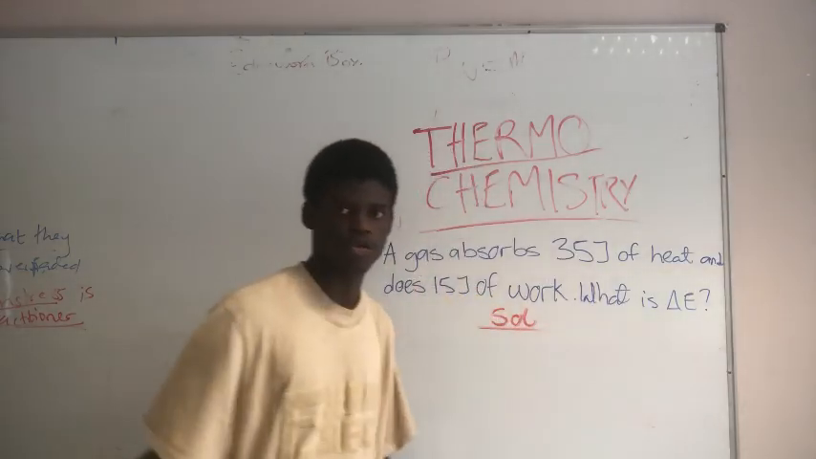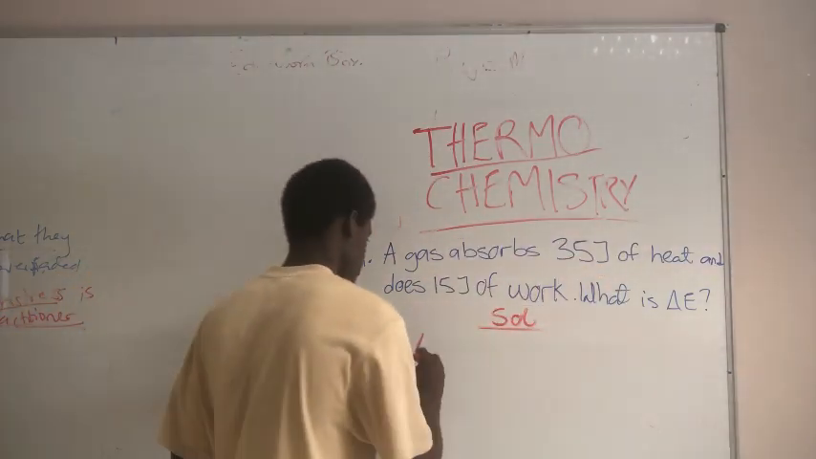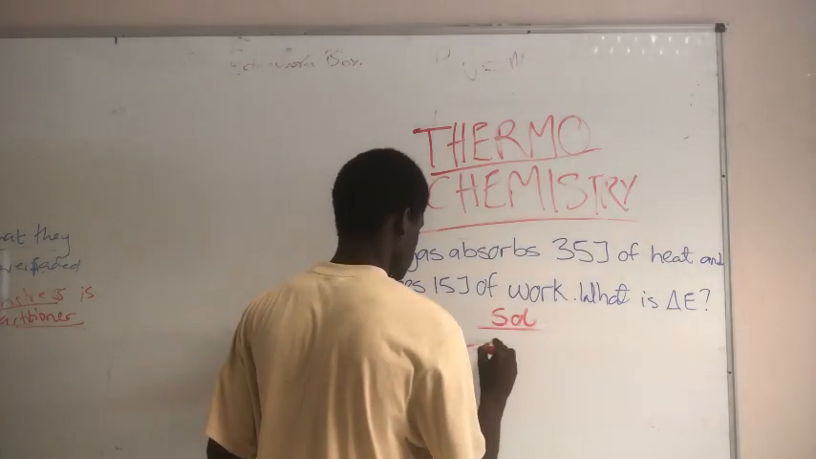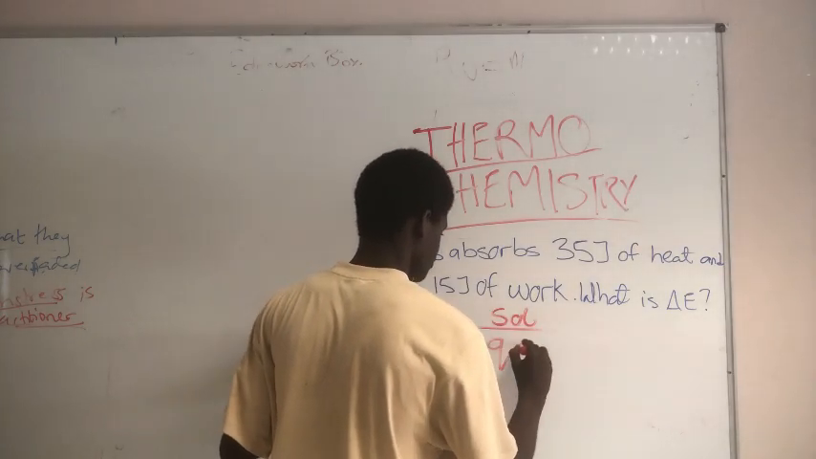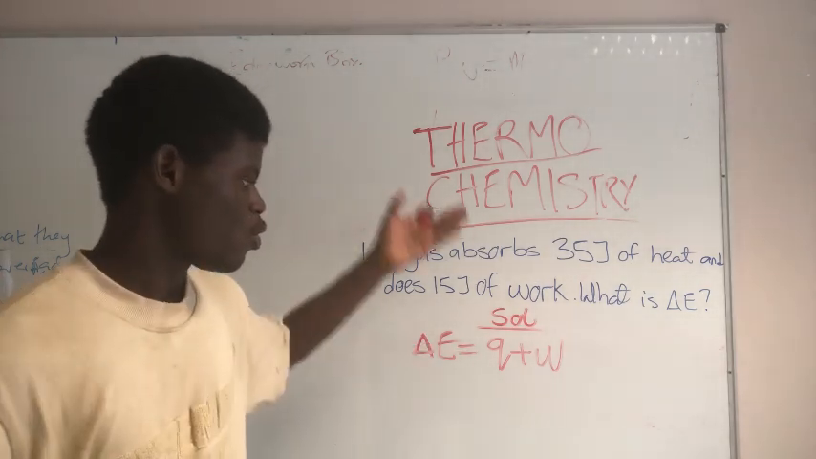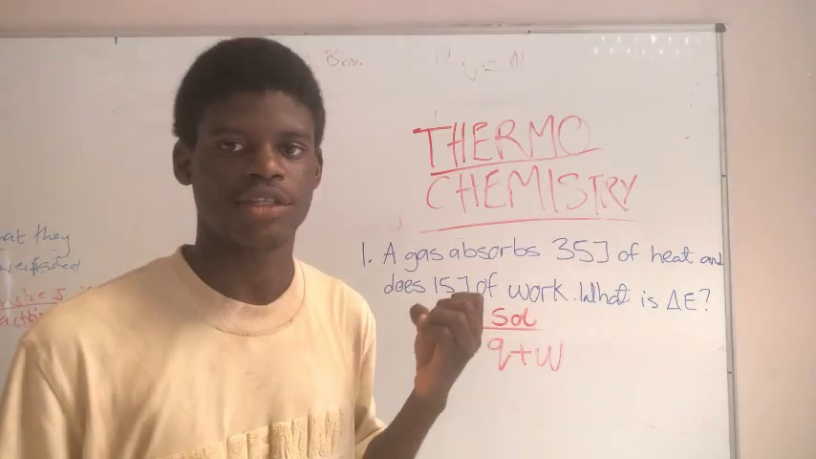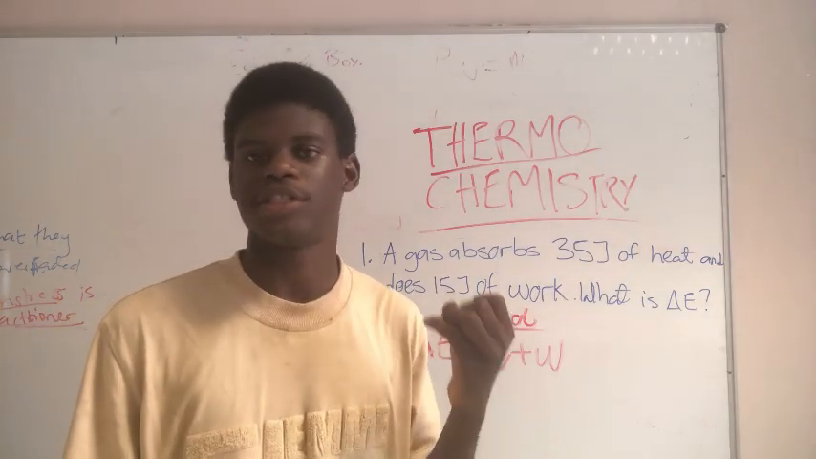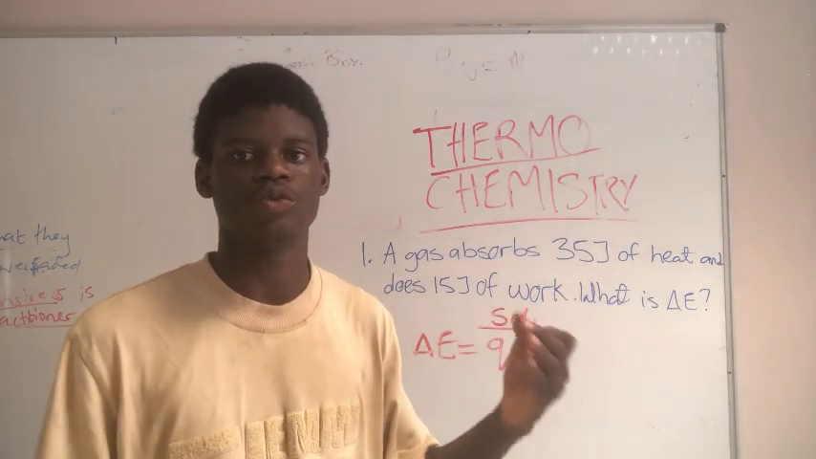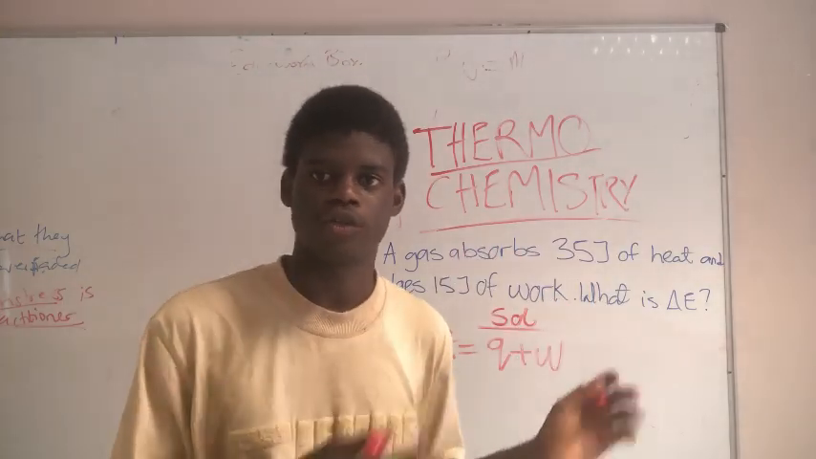So this is the solution. You're asking for delta E. What's the formula for delta E? Change in E is equal to Q plus W. The problem you are going to have if you don't understand how to solve this is the sign problem. That means you will not know where to put minus and where to put plus, and that is the major problem most people have in solving questions like this.